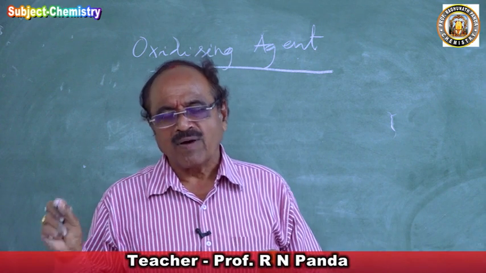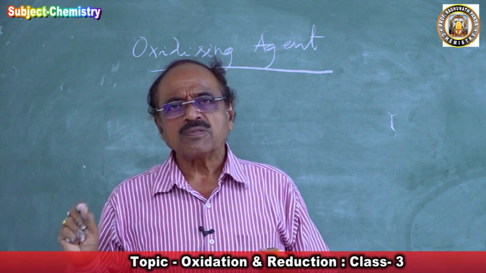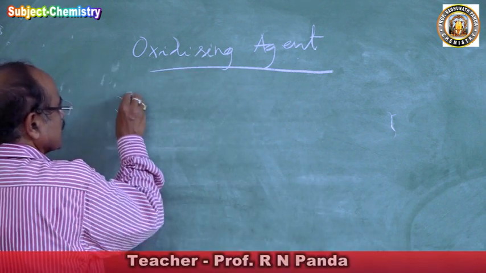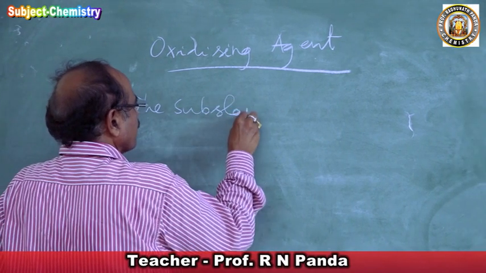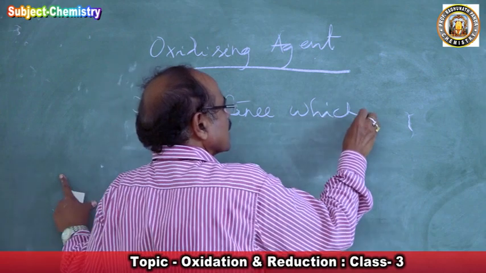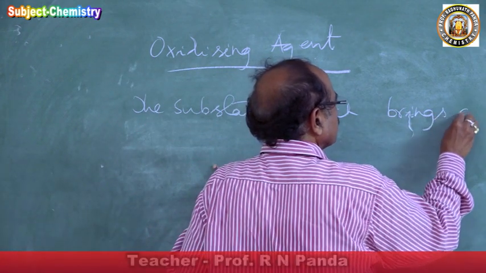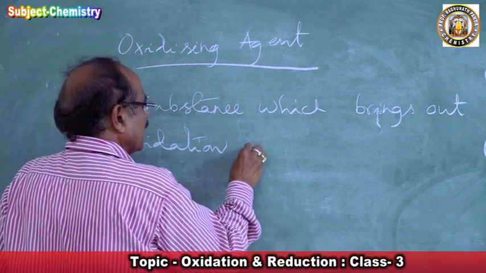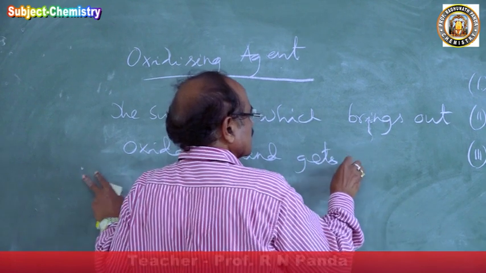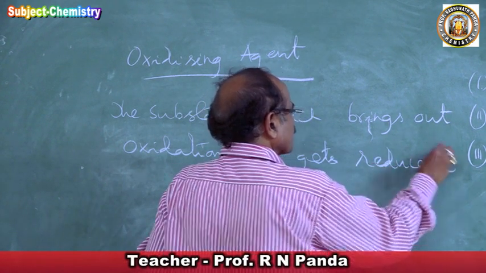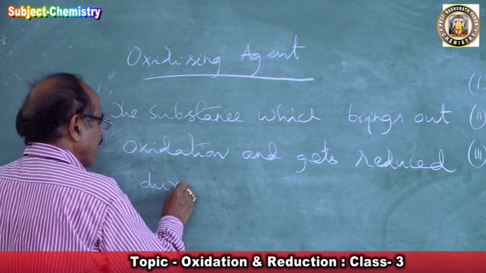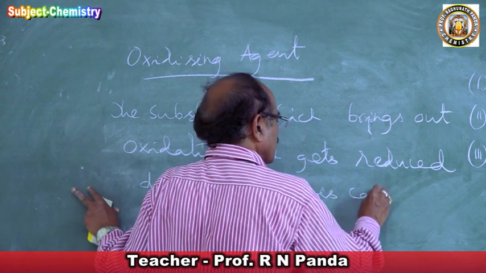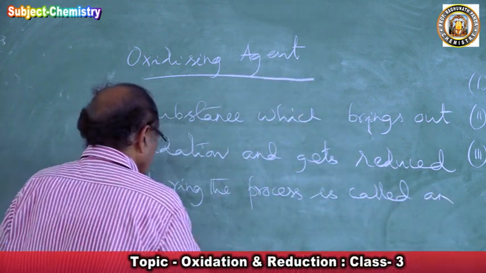Oxidizing agent is defined as the one which brings out oxidation and gets reduced during the process. We will define the oxidizing agent: the substance which brings out oxidation and gets reduced during the process is called an oxidizing agent.